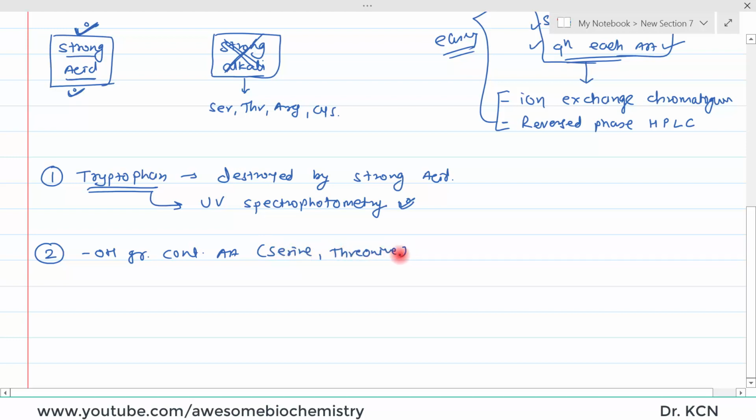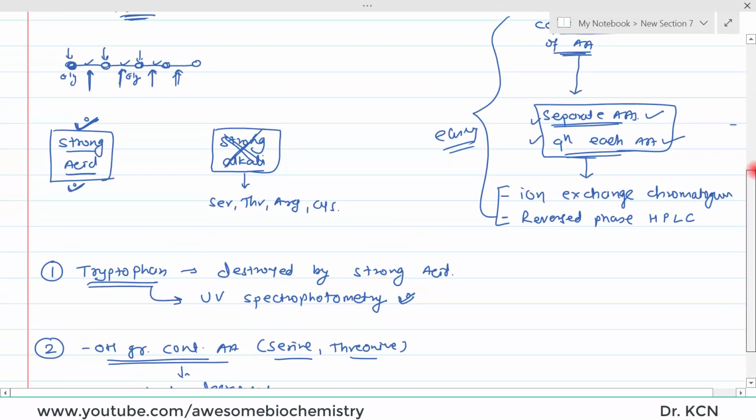And what is the problem in this case? The problem is that these amino acids, serine and threonine, are getting destroyed by this strong acid, but not rapidly. They are slowly destroyed during hydrolysis, slowly destroyed when you utilize this strong acid. So what is the solution? The solution is a very tricky one.